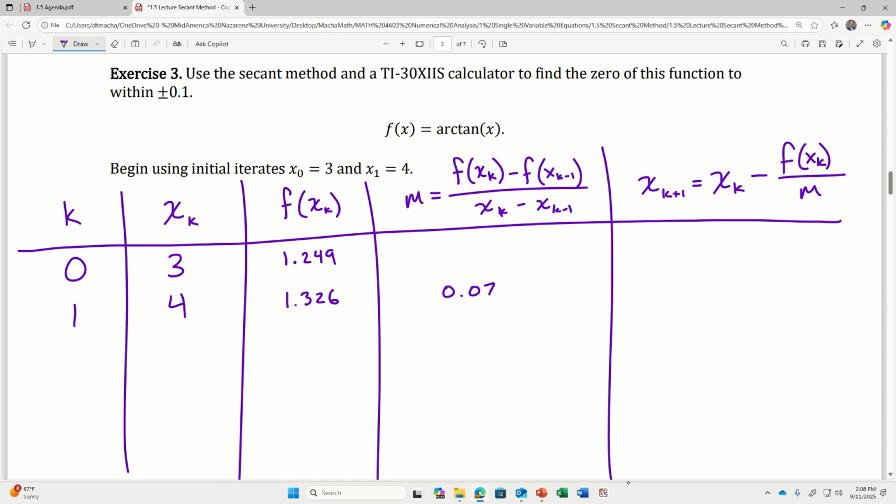0.077. Okay. Give me 2 more digits. Oh, yeah, you're right. Sorry, my bad. I forgot we had already rounded there. Okay. So that's good. And then next I need 4 minus 1.326 divided by 0.077. What is that going to be?